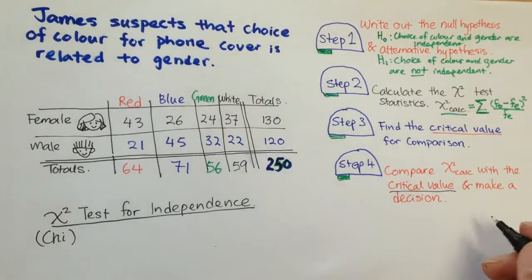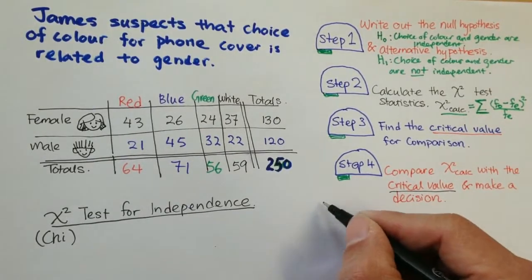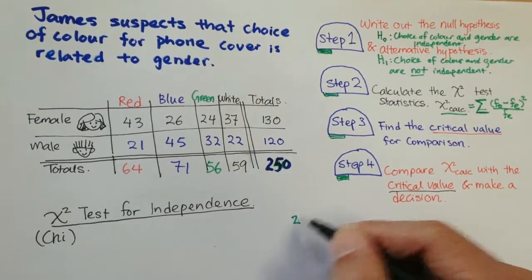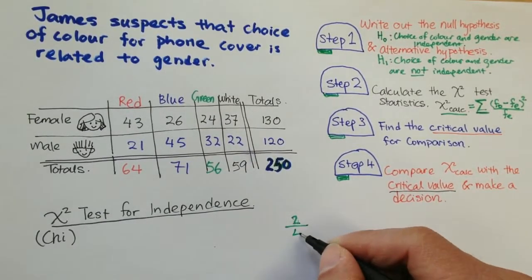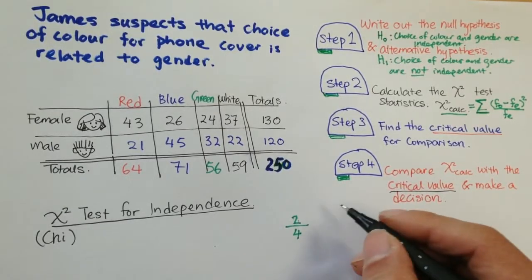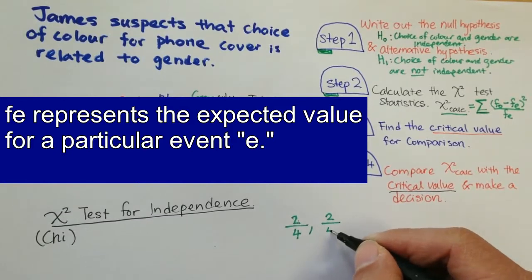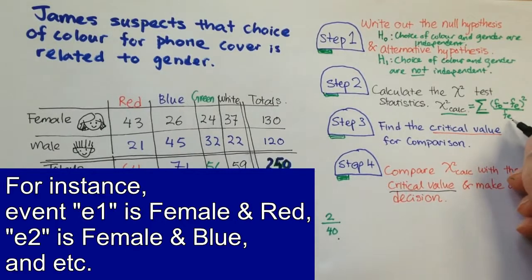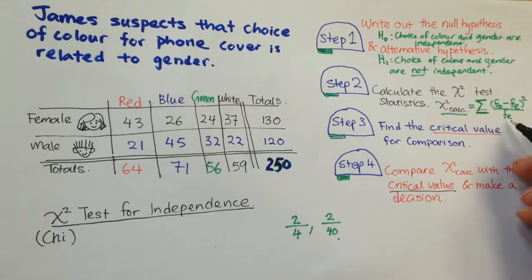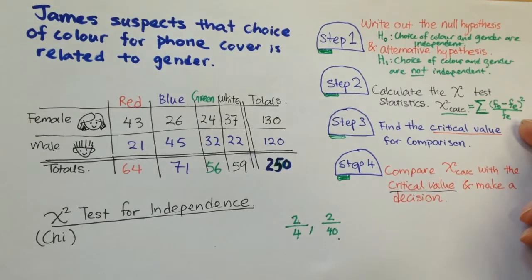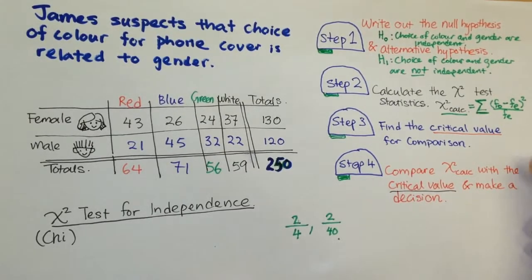For example, if you have a difference of 2 over the expected value of 4, then the magnitude is only half. Whereas if you have a difference of 2 over the expected value of 40, then this is a very small value. So we divide by the expected value. When we are doing variance and standard deviation, we divide by the number of observations, but here we divide by the expected values. And step 3, we find the critical value for comparison.